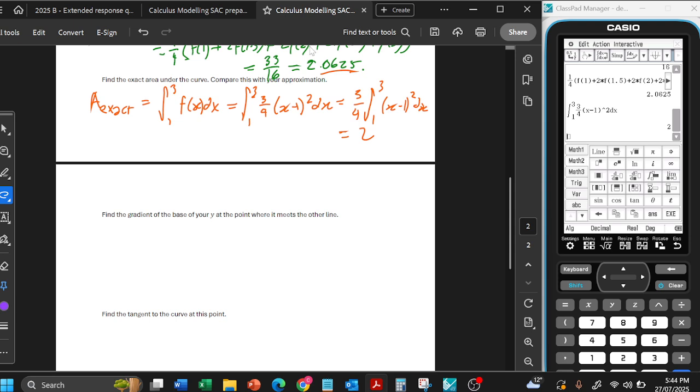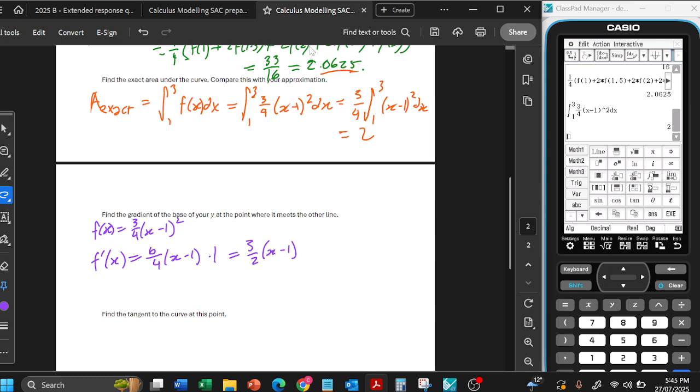But moving on to the next question here, we need to find the gradient of the base of the y at the point where it meets the other line. So the base of the y is once again given by the equation f of x is equal to 3 over 4 (x minus 1) squared. All right, so that's our base. Now, to find the gradient of this base, we need to know the gradient of this line. So using the chain rule here, we multiply by 2. So this is going to be 6 over 4 times (x minus 1), and then the derivative of the thing on the inside here, which is just equal to 1. So that simplifies down to 3 over 2 (x minus 1).